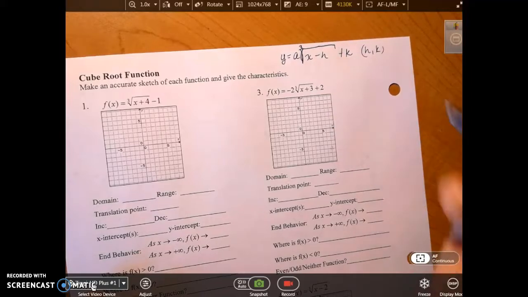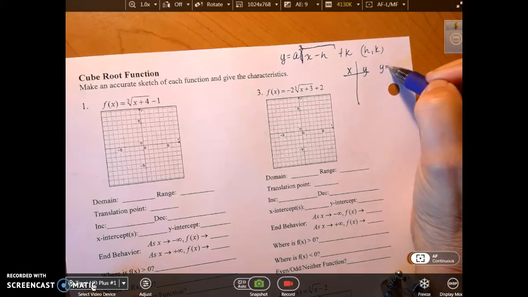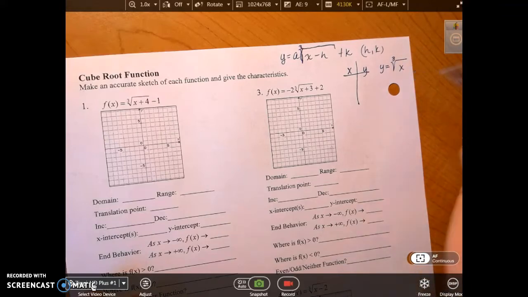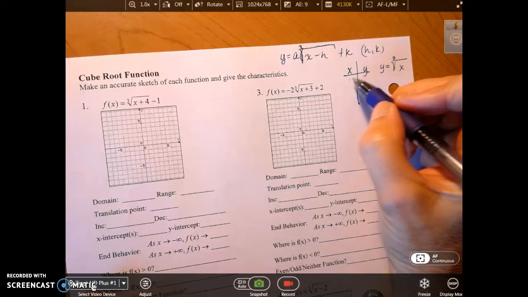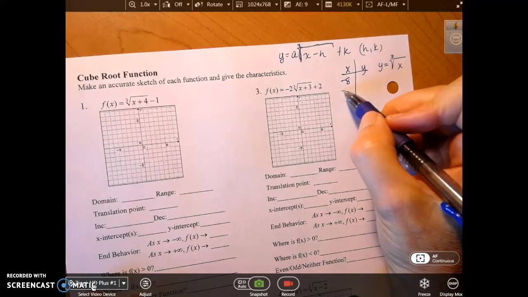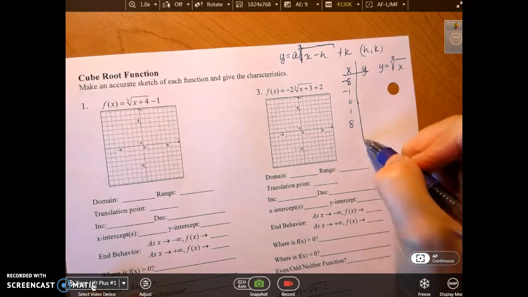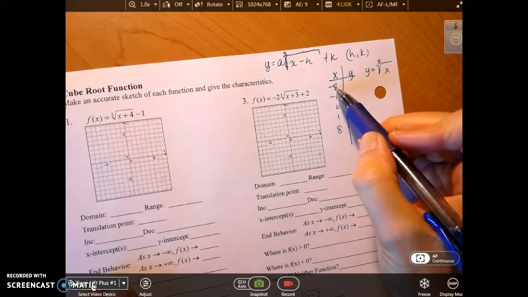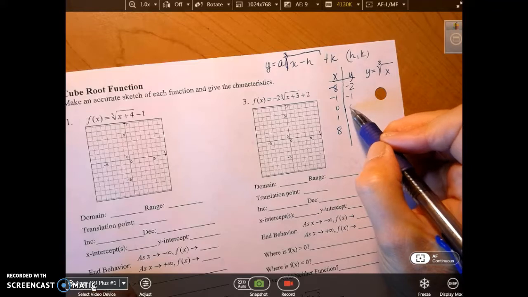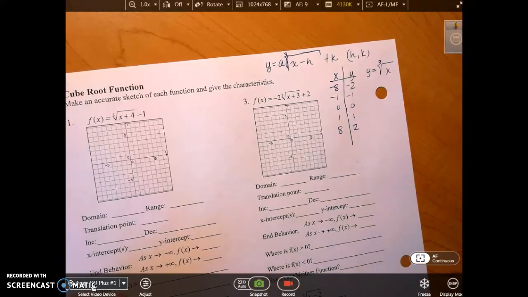And then what does the cube root function look like? So basically the parent function is when you take the cube root of x. So I'm going to use perfect cubes this time. This time I can use negatives because I can take the cube root of -8, -1, 0, 1, and 8. Those are all perfect cubes. The cube root of -8 is -2. The cube root of -1 is -1. The cube root of 0 is 0. Then 1 and 2. And that probably makes sense to you.